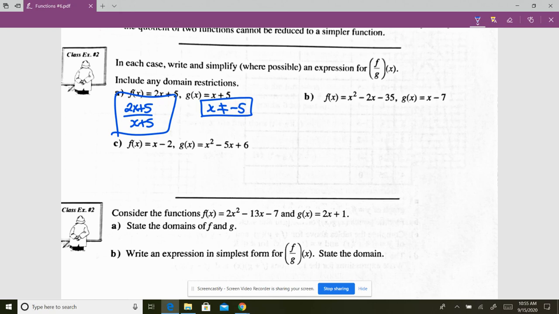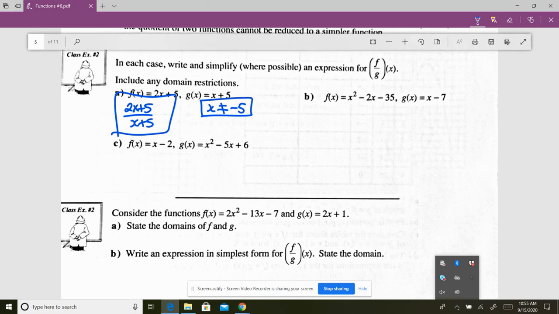B, x squared minus 2x minus 35, so it's that over x minus 7. What do you do when you don't know what to do with quadratics? Factor it. So what does it factor to?